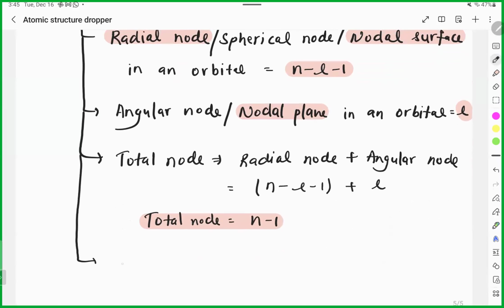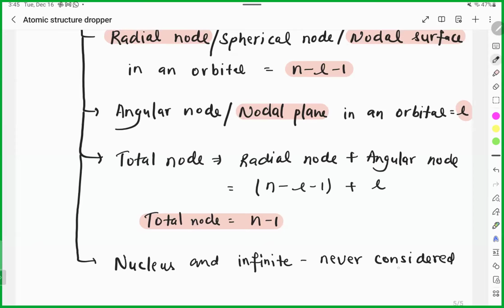Two important points. Nucleus. If you consider the nucleus and if you consider infinity, these two are never considered as nodes. So you will never consider the nucleus as one node. There are no chances of getting an electron. But I'm damn sure you did not understand.